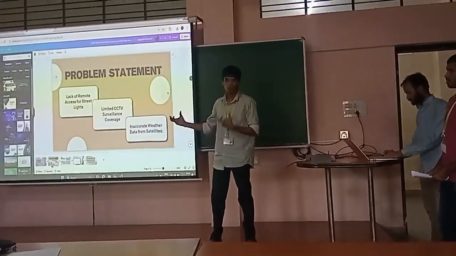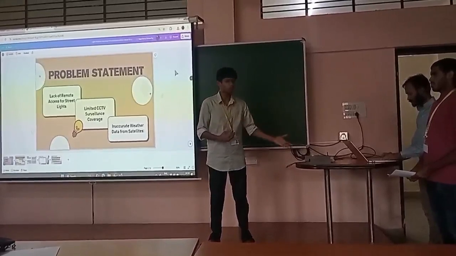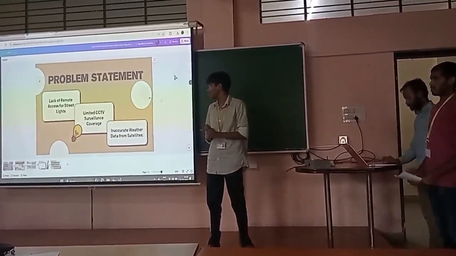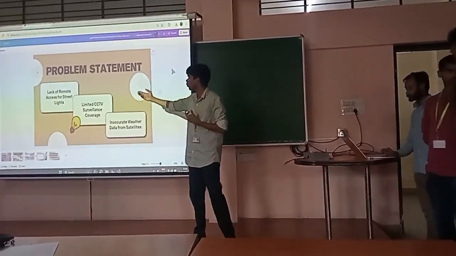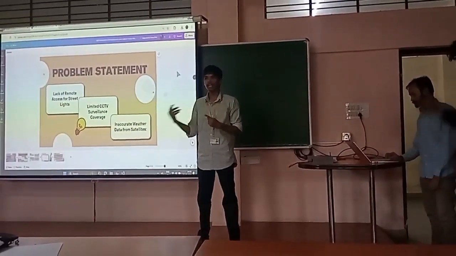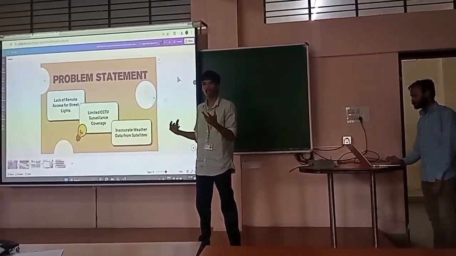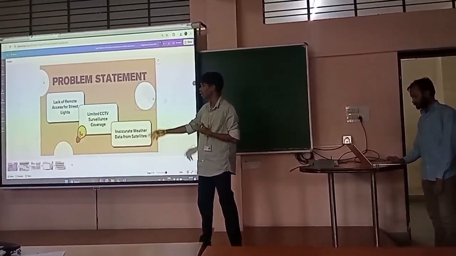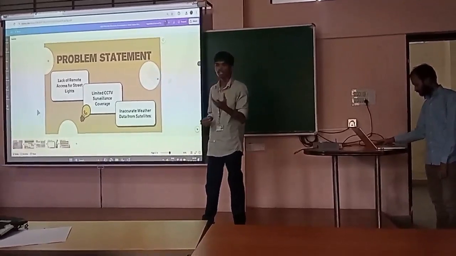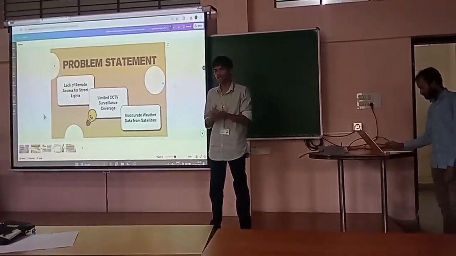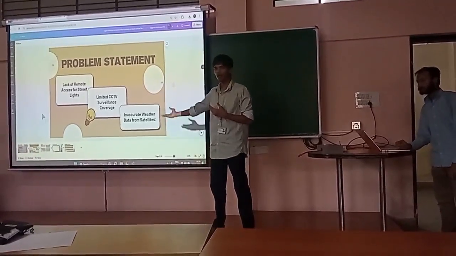So what are the main problems we are facing in energy conservation and street lights? This product is mainly based on street lights. What's happening at street level? There is a lack of remote access to street lights. If one gets damaged or stays continuously on in the morning, we cannot control it remotely. That is a problem. Another is limited CCTV coverage, and it's costly to put CCTV in all areas. And there is inaccurate weather data monitoring.